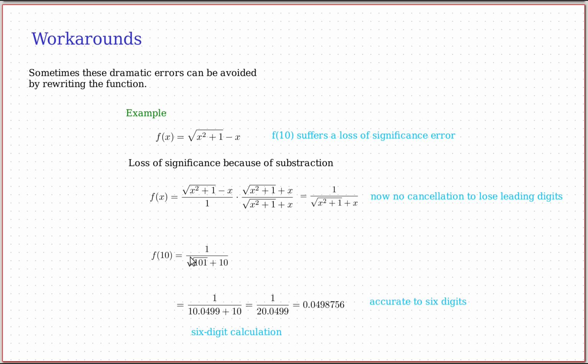So now, when we plug in 10, we'll be adding square root of 101 plus 10, and we no longer get the cancellation that caused a loss of significance. So when we add these two numbers up, we get 20.0499, and there's no loss of significance here. And therefore when we divide, 1 divided by 20.0499, remember when you divide or multiply, you generally do not suffer those loss of significance errors, so we maintain accuracy to 6 significant digits. So we can expect that this answer here, 0.0498756, would be accurate to about 6 digits.